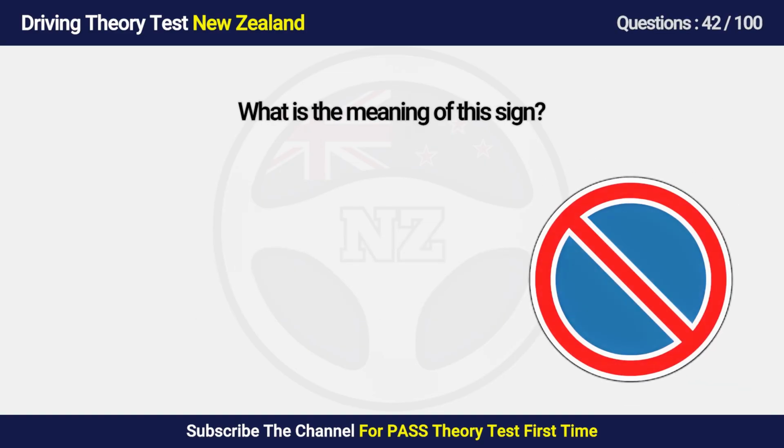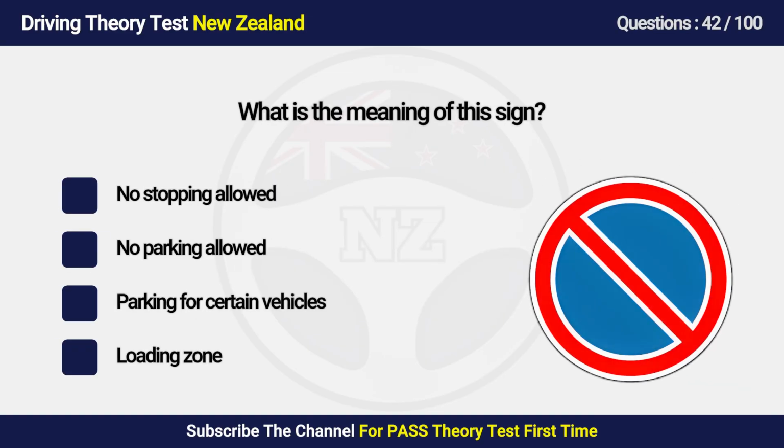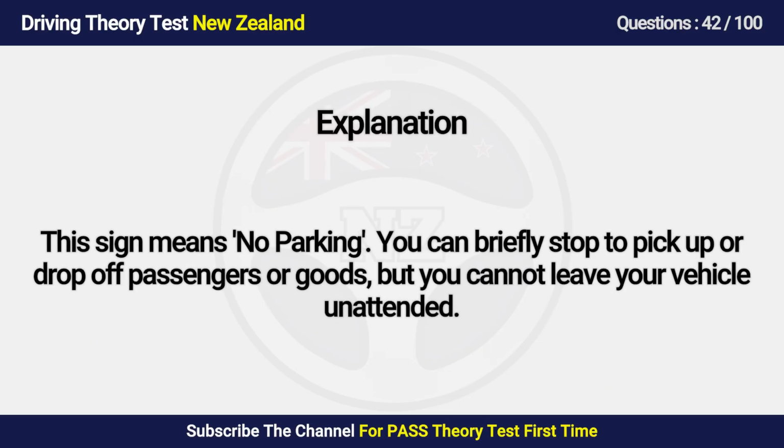Question 42. What is the meaning of this sign? A. No stopping allowed. B. No parking allowed. C. Parking for certain vehicles. D. Loading zone. Answer is B. No parking allowed. This sign means no parking. You can briefly stop to pick up or drop off passengers or goods, but you cannot leave your vehicle unattended.